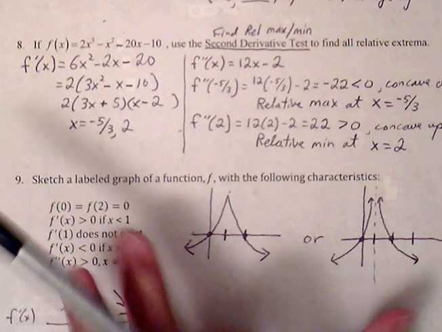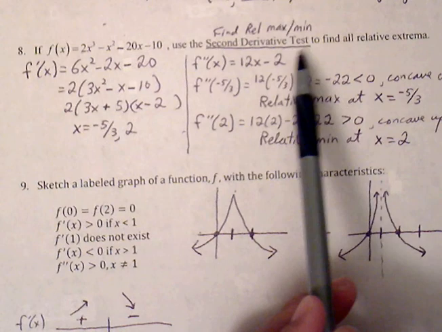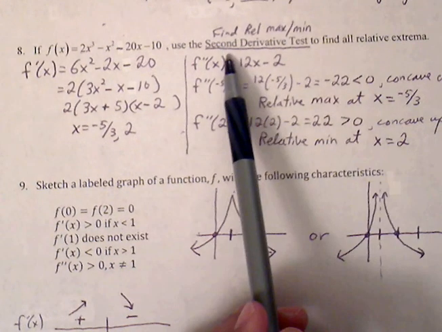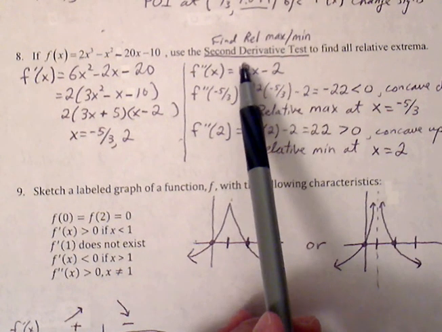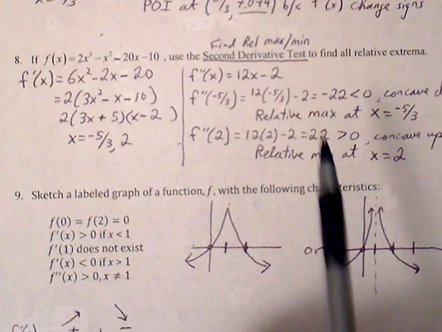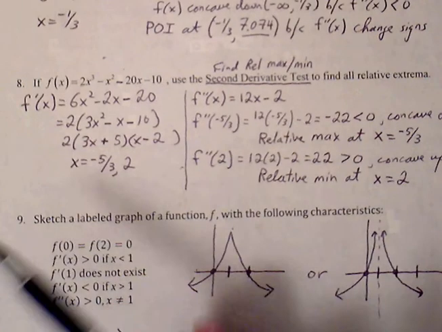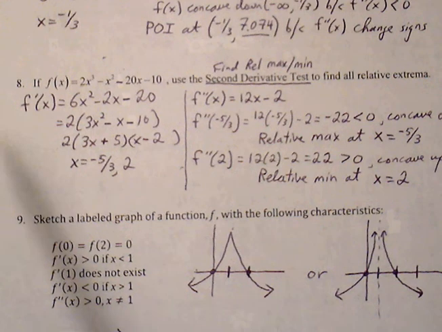All right, number 8. Use the second derivative test to find all relative extrema. So we're going to use the second derivative, f double prime, to determine whether we have a relative max or min rather than using the first derivative test. Okay, so here are the steps.